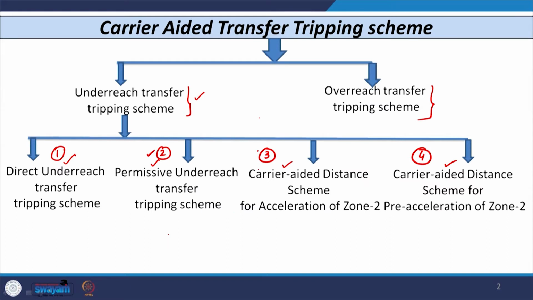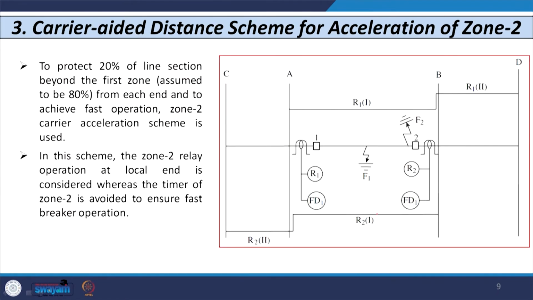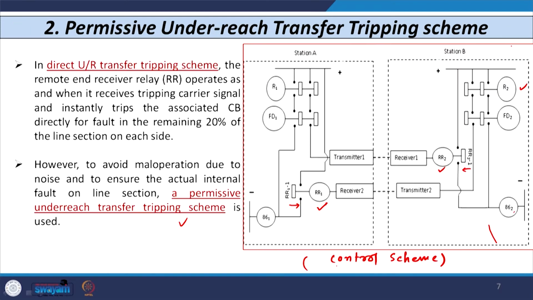Now, let us discuss the third section which we mentioned earlier, that is the carrier added distance scheme for acceleration of zone 2. Let us discuss how this scheme works. In this case, you can see the name given, carrier added distance scheme for acceleration of zone 2. Now, this is very important: acceleration of zone 2.